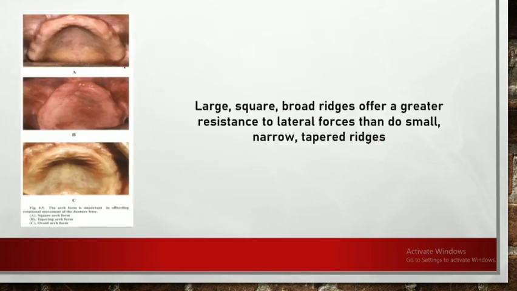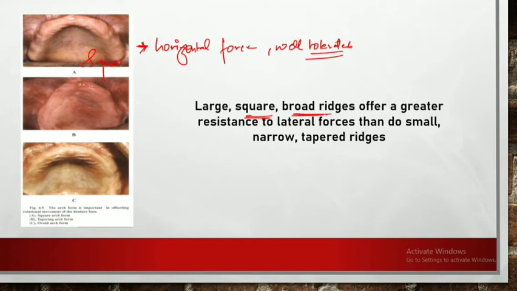Next, apart from that, there are different forms of ridge like square or broad ridges, right? Square or broad ridges are more capable in resisting the horizontal forces. Horizontal forces are well tolerated in square and also to some extent in tapered ridges. But when we talk about ovoid form of ridge, these ovoid ridges are not as capable in resisting horizontal as well as rotational forces.